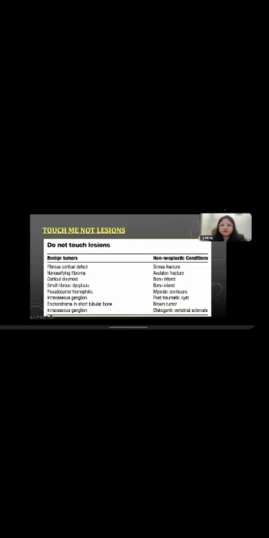If you see such lesions, you must tell the patient as well as the orthopedician that nothing has to be done about it. I have seen it, so I have to tell that it is present so that next time a radiologist sees it, he or she knows that it is a touch me not lesion and it is not a new finding on a radiograph or an MR. So this is a list of touch me not lesions; I would request all of you to go through this. Many of these we will see in the cases.